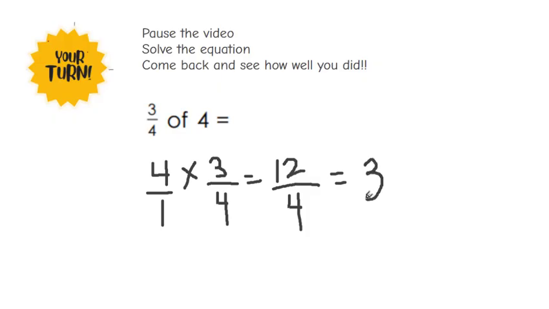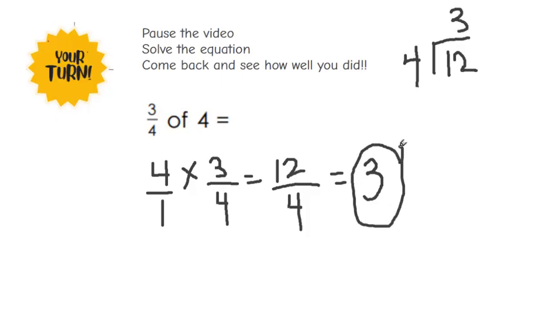There's 3 wholes there. If you were to draw a picture or take that 12/4 and make a division problem, if you're never sure, 12 divided by 4, just write out your division problem. 4 times 3 is 12, and that gives me a whole number of 3 for the answer.